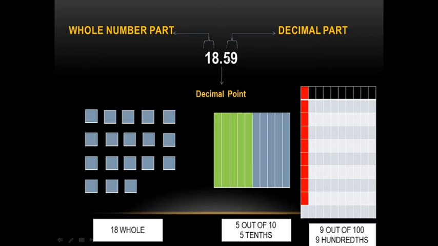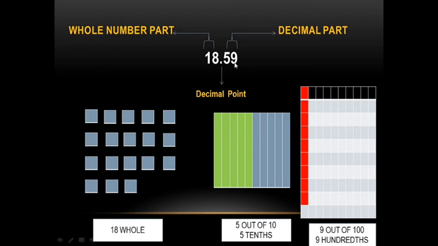Then 5 is in the tenths place, it means 5 out of 10. So here the total number of boxes given is 10, and out of that, the tenths part is represented as 5, it means 5 portions are shaded here, that is 1, 2, 3, 4 and 5. So that is 5 out of 10, or we can say 5 tenths.